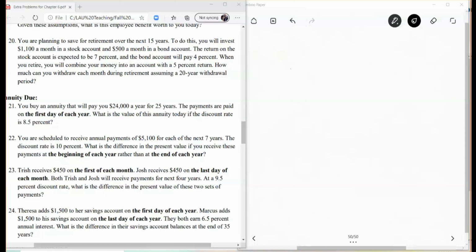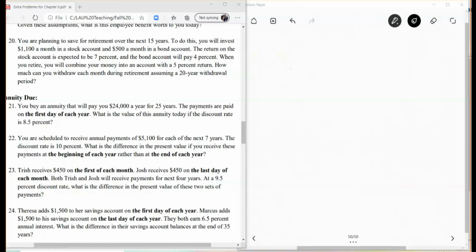First, problem number 20. You are planning to save for retirement over the next 15 years. To do this, you will invest $1,100 a month in a stock account and $500 a month in a bond account. The return on the first account is 7% and it's 4% on the second account. When you retire, you will combine your money into an account with a 5% return. How much money can you withdraw monthly during retirement, assuming a 20-year withdrawal period?